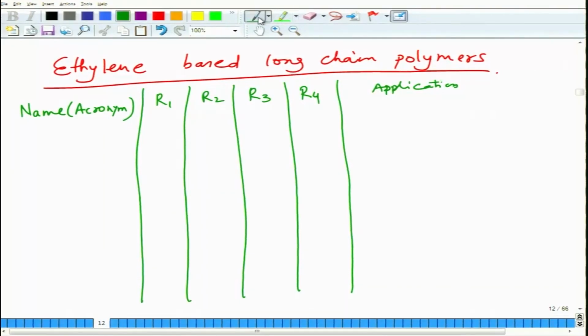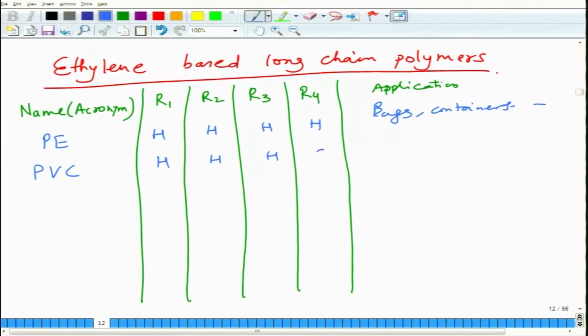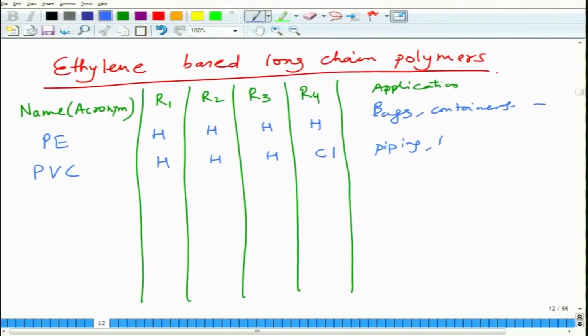The first one that we have seen is PE, in which all the groups are hydrogen, and this is used for a variety of applications such as bags, containers, vessels. Polyethylene is a very useful material, right? Second thing that we made was PVC. In this case, 3 hydrogens remain the same, the fourth one is chlorine, and PVC is a little harder because chlorine is a bigger molecule, so it adds to the strength of the polymer. So it's used for making pipes, for example, tubes.